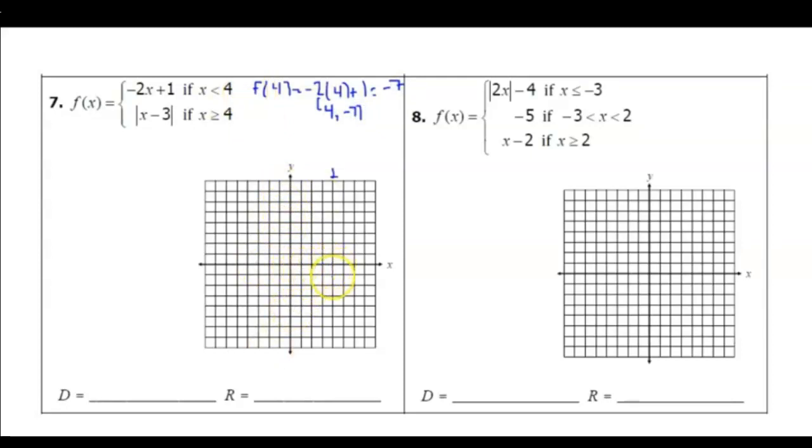And I'm going to go down to negative 7. And I know it's all my values on the left side of 4 because it's the values that are left. So I'm going to start plotting my line. And I know I can use this slope to go ahead and plot this. I can go down 2 and over 1 to get another point on this line.